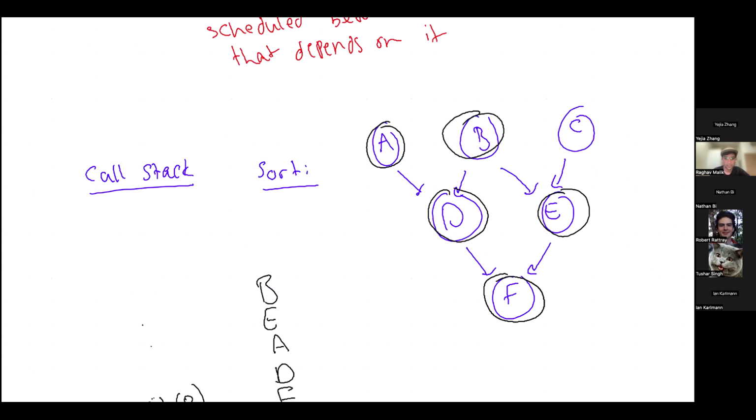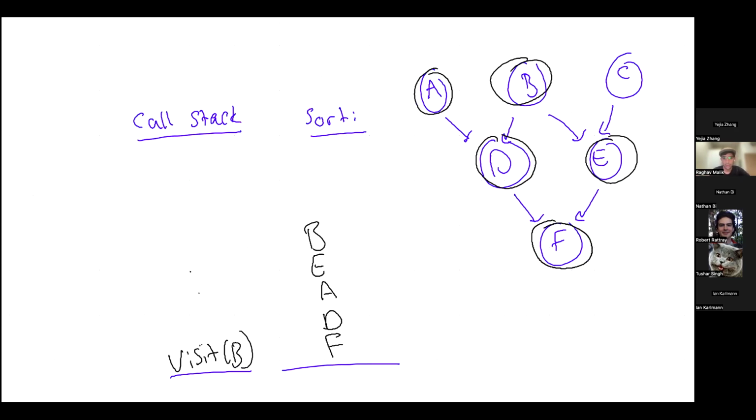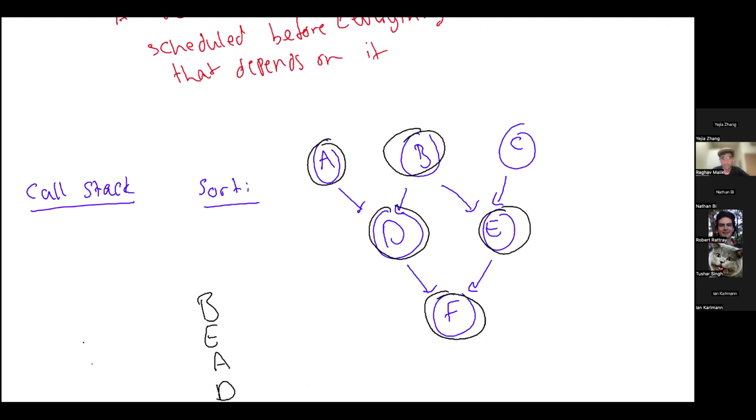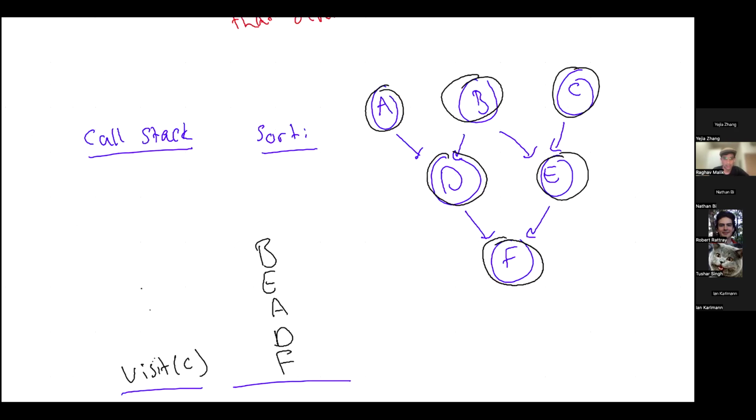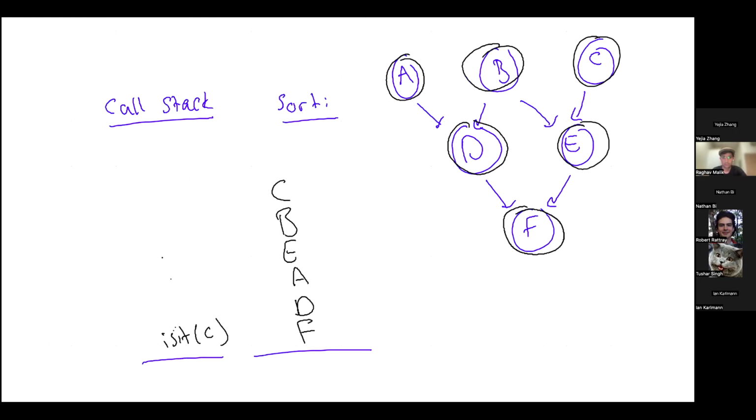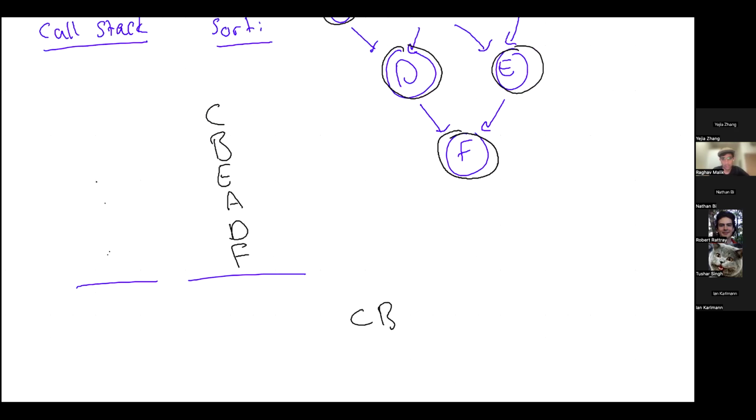And then finally, we continue our top level for loop. We visit C. It's got one outgoing edge to E, but E's already been visited, so there's nothing to do. So we terminate that for loop. We mark C as visited, and we push C onto the stack and return from this call to visit, right? And so the final topological sort is C, B, E, A, D, F.